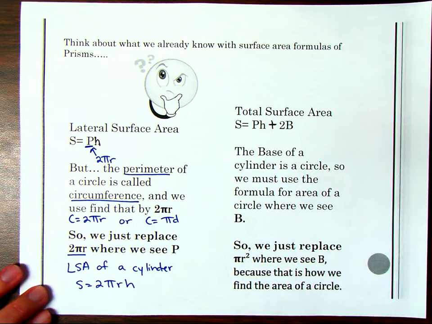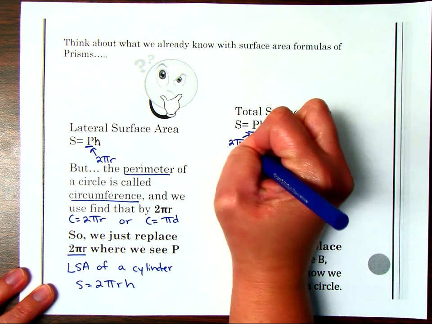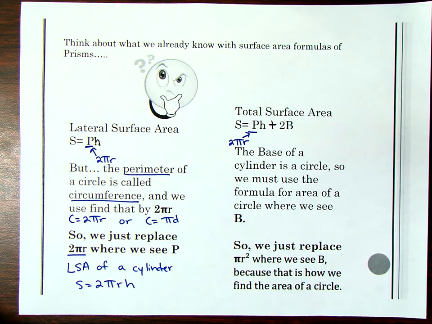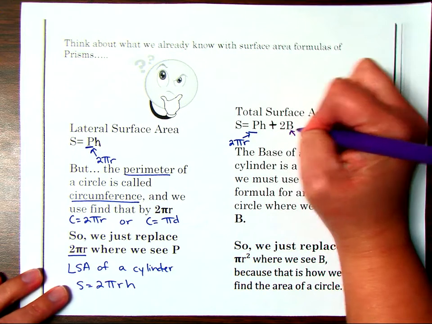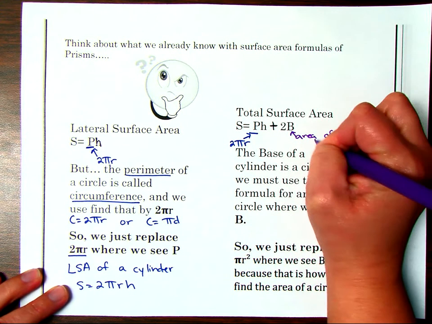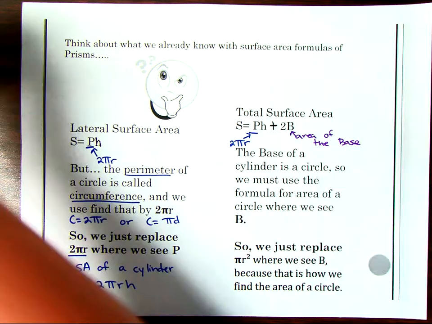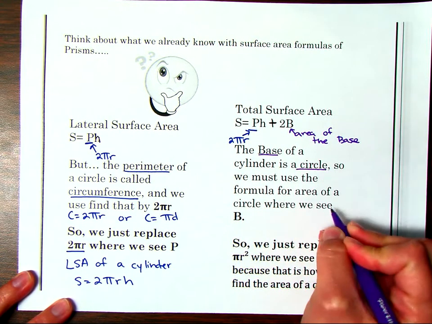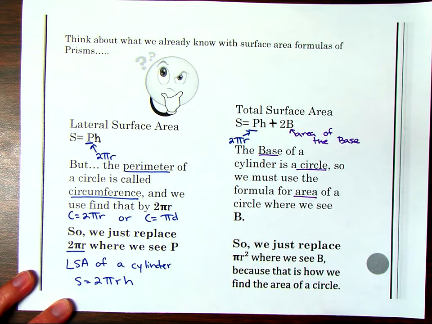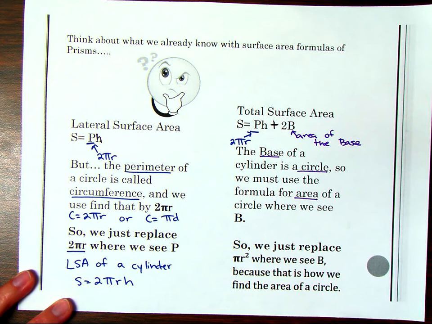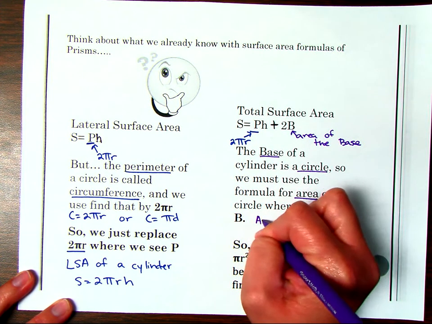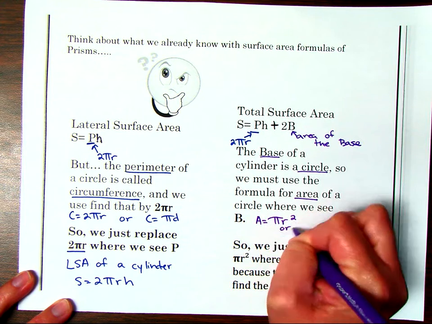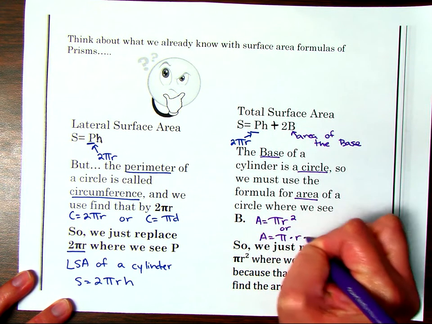Alright, let's look at the total surface area. Again, the perimeter of a circle is the circumference, which we already said was 2 times pi times radius. This capital B, remember, means area of the base. Well, the base we colored in was a circle, so we need the area formula for a circle. Remember, capital B just means area of the base. When we look at our math chart, the area formula for a circle is pi r squared, or pi times radius times radius.